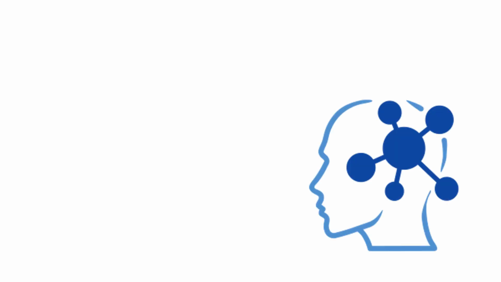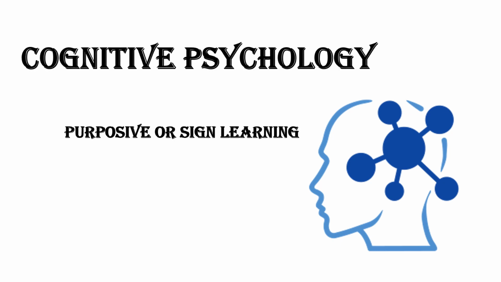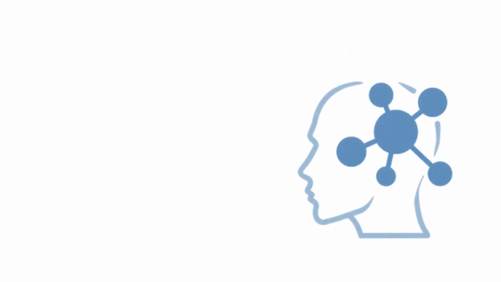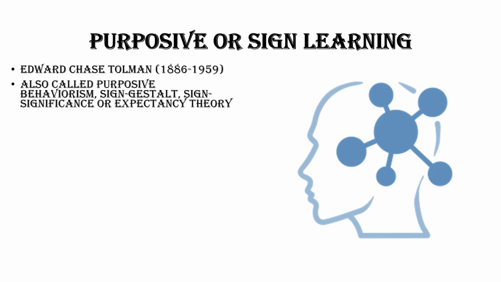I would be your instructor for today for the subject of cognitive psychology, and the topic is purposive or sign learning. Well, purposive or sign learning is proposed by a psychologist named Edward C. Tolman, who lived from 1886 to 1959. Well, Edward C. Tolman's theory was called purposive behaviorism, or sign gestalt, sign significance, or expectancy theory.